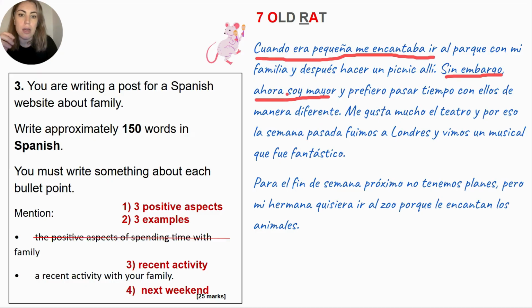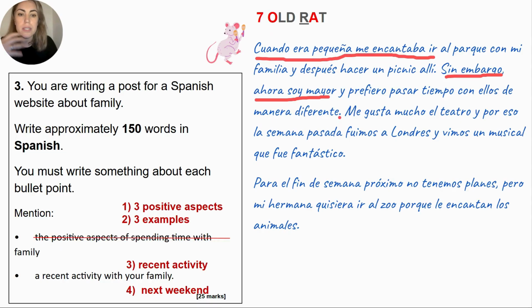However, now I and then something in the present tense, like this. Cuando era pequeña me encantaba ir al parque con mi familia y después hacer un picnic allí. When I was little, I used to love going to the park with my family and afterwards having a picnic there at the park. Sin embargo, ahora soy mayor. However, I am older now y prefiero pasar tiempo con ellos and I prefer to spend time with them de manera diferente, in a different way.